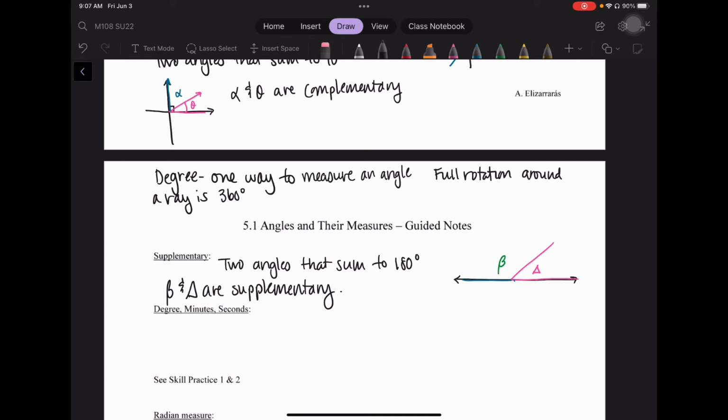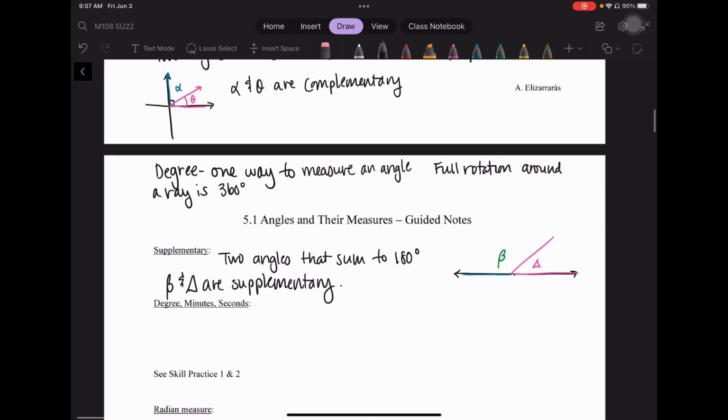Degrees, minutes, and seconds are different measurements. It's a way to break up a degree. So if you need to go smaller than a degree, you can go into minutes and seconds. And so we have a degree symbol, minutes symbol, and second symbol. So degree is with a little circle, minutes we use an apostrophe, and seconds we use 2 apostrophes. And 1 minute is 1/60th of a degree. 1 second is 1/60th of a minute.